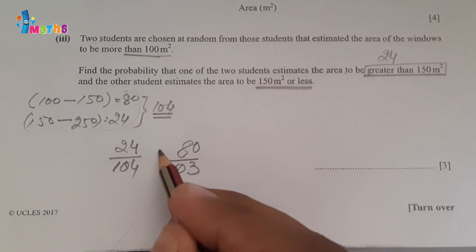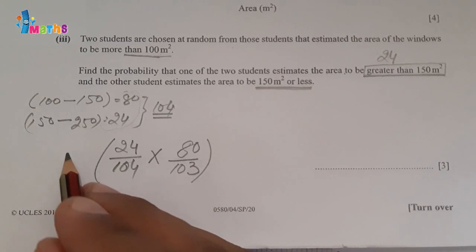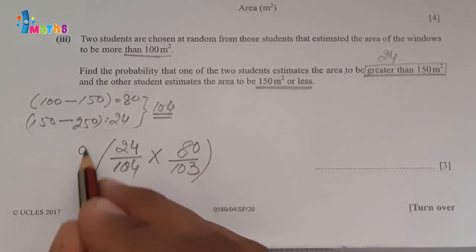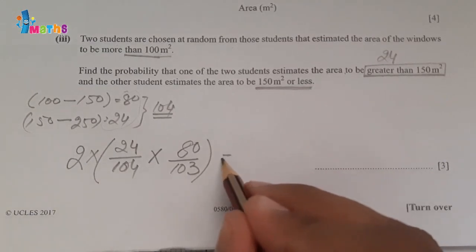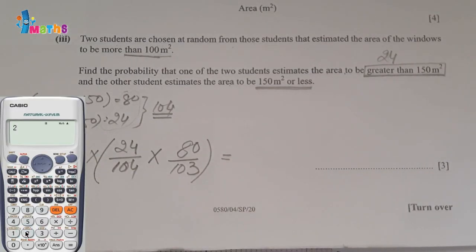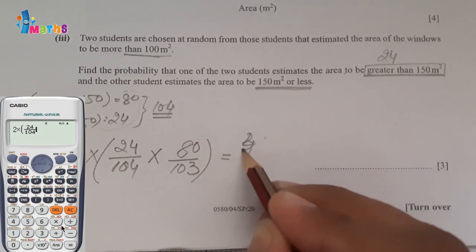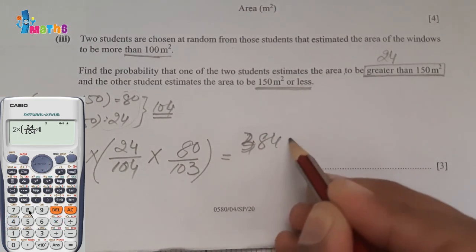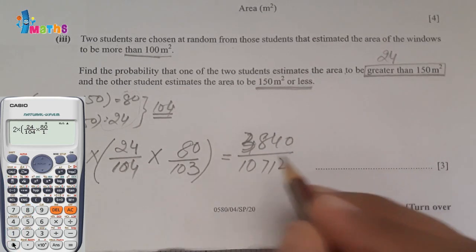To calculate the probability, we'll be multiplying these two, and we'll be multiplying this whole with 2. So our probability will be 3840 over 10712.